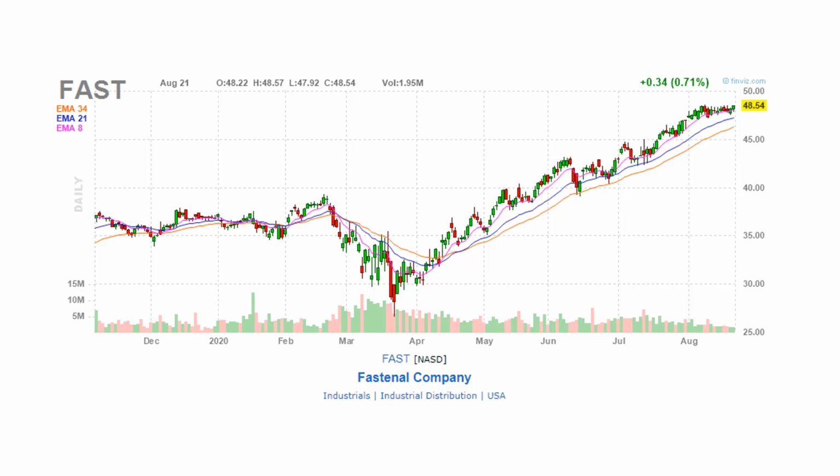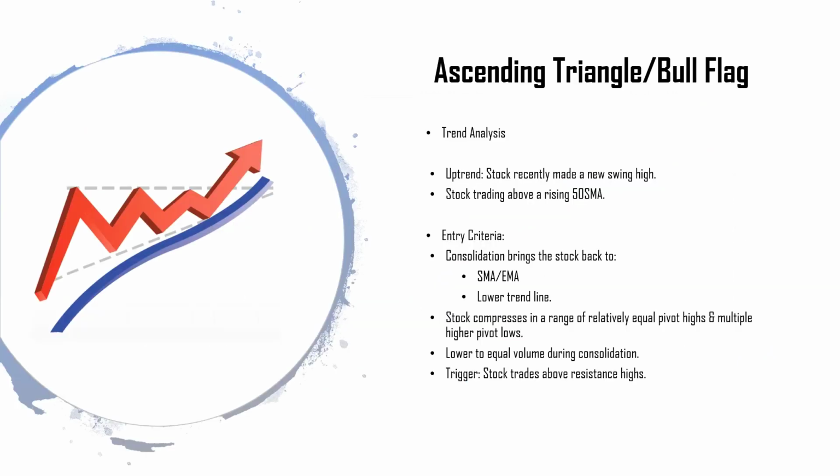So when it does break out here, we want to see big volume bars. We want to see big green bars over here when it happens. Alright, so an ascending triangle or a bull flag, they're kind of the same. Like I said, I will cover the difference.